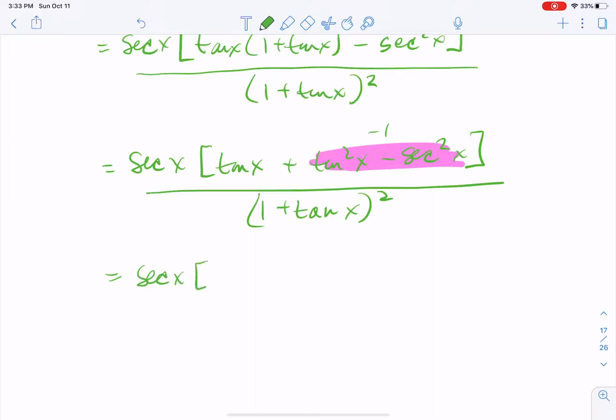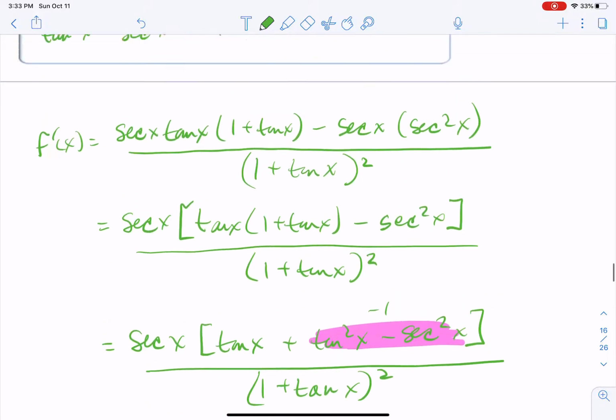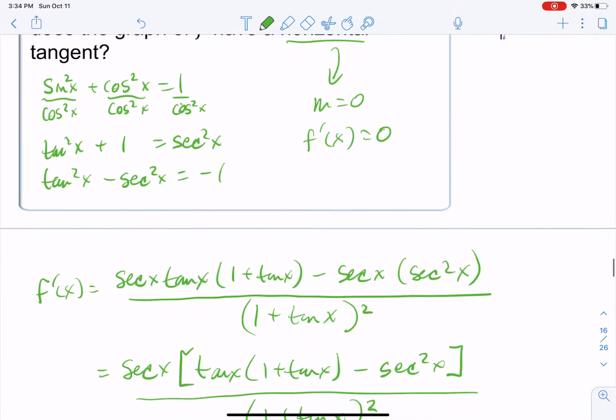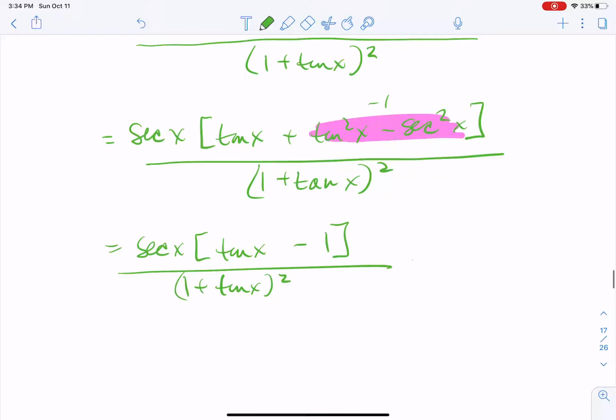Secant x times tan x minus 1, over 1 plus tan x squared. I guess I don't need brackets anymore. All right, I kind of lost track of what we were doing for this one. Horizontal tangent lines. That's right. We want this derivative to be equal to 0.